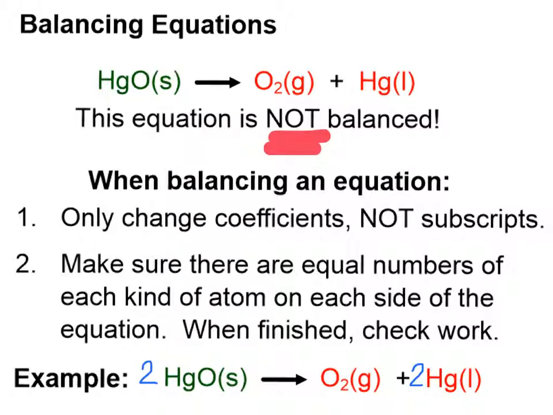2 mercuries, 2 mercuries, 2 oxygens, and 2 oxygens. That is my second step. Make sure there are equal numbers of each kind of atom on each side of the equation. When I'm finished, I check my work, which I did, and there I have my balanced chemical equation.